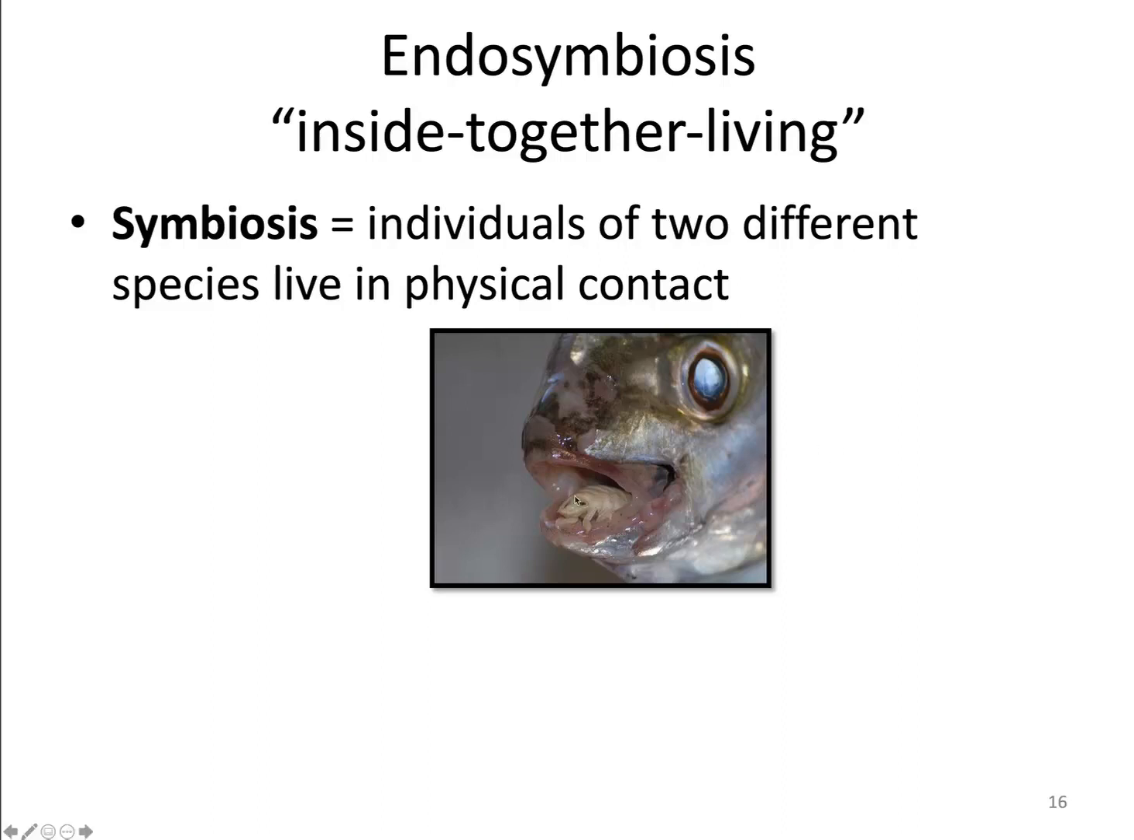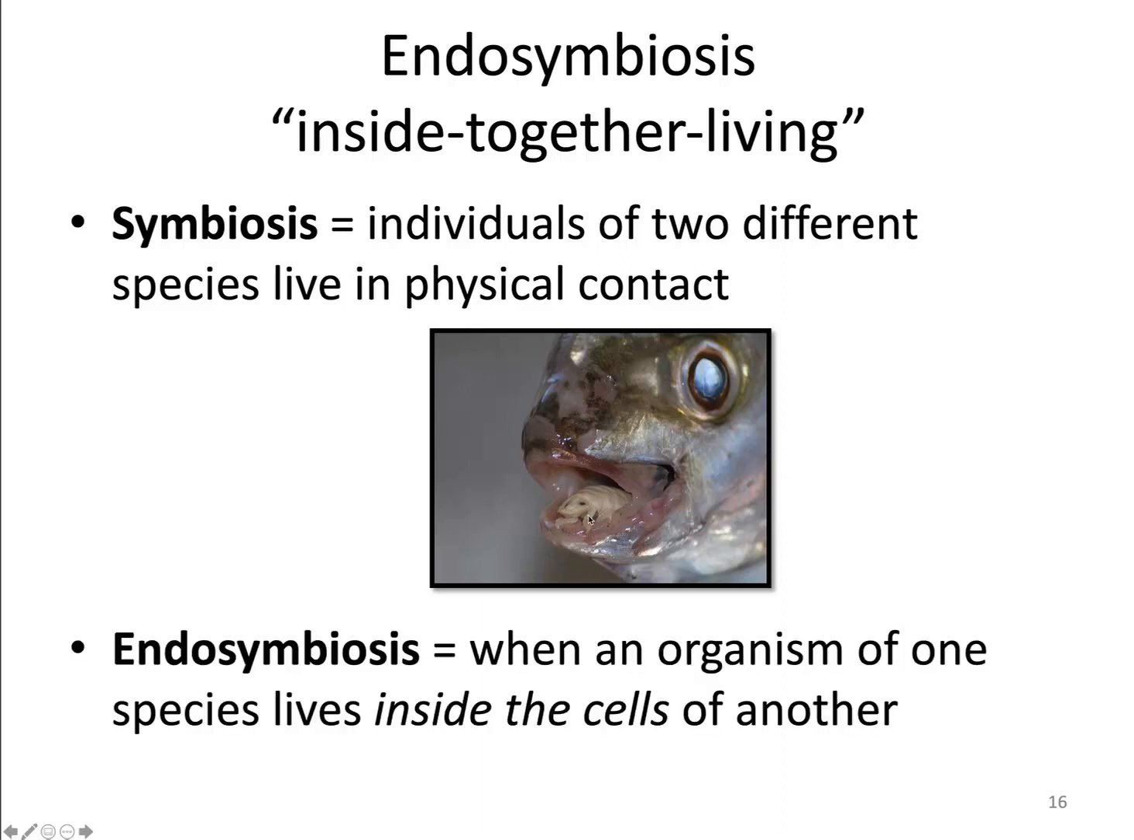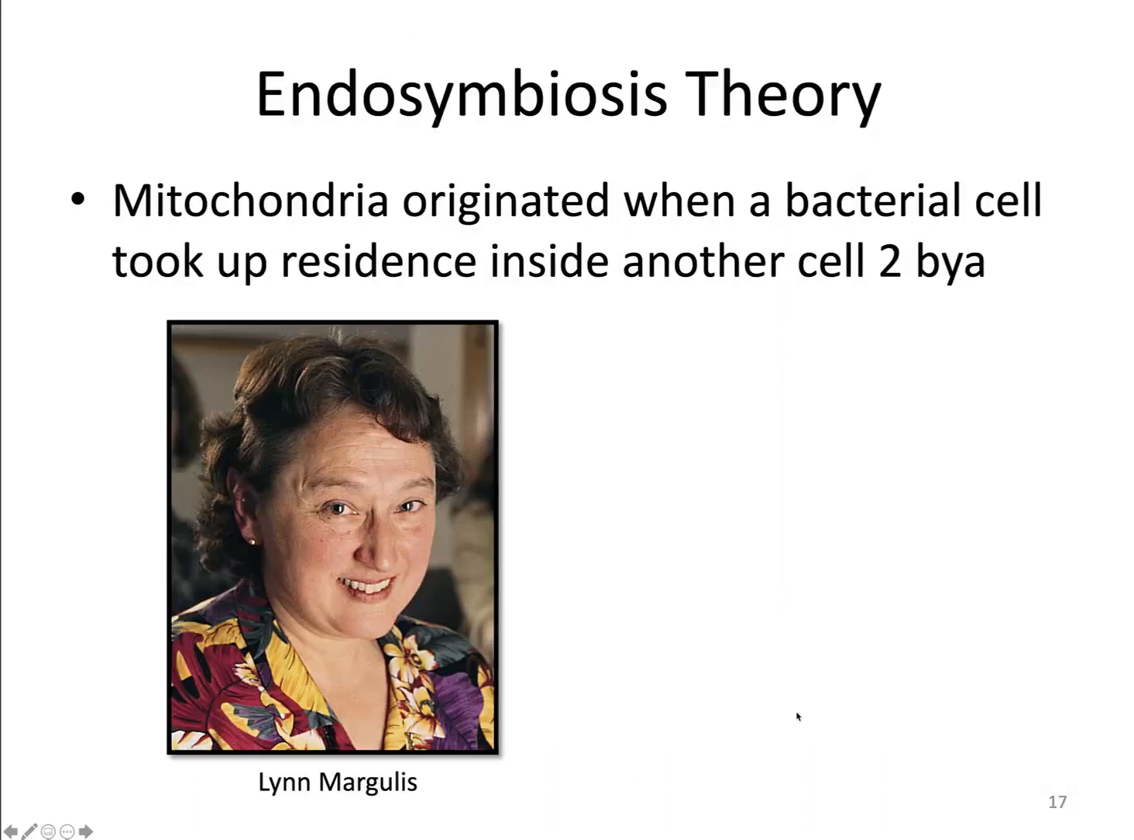So this isopod is a parasite that lives inside the mouth of a fish, and it basically latches on to the fish's tongue and lives inside there. This would be an example of symbiosis, where two different species, the isopod and the fish, are living in physical contact with one another. And endosymbiosis is when one organism of one species lives actually inside the cells of another species.